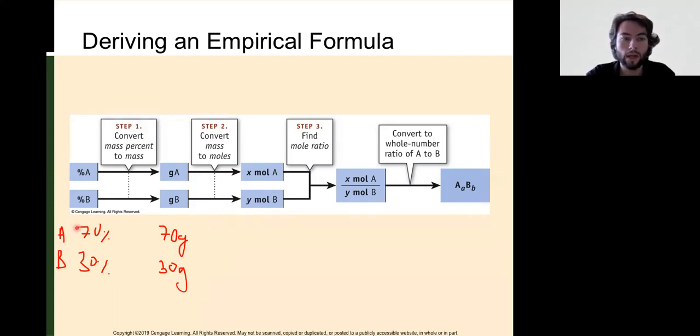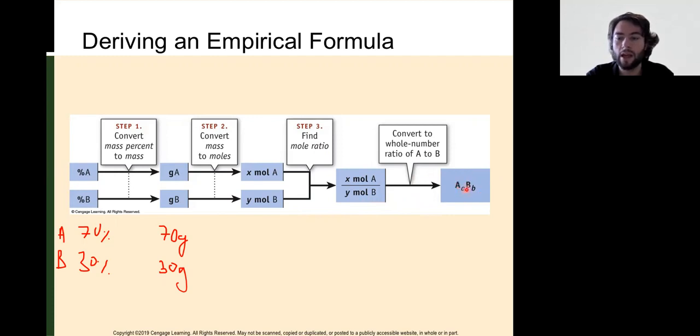We don't know what A and B are, so we can't do that step, but it would be 70 times 1 over whatever the molar mass is. And then we would use those numbers of moles to find out what the mole ratio is. So that would be moles of X over moles of Y. So it would be 1 of A to X of B. And then we would multiply B by whatever number would create a whole number. And then this would give us a ratio of A to B.